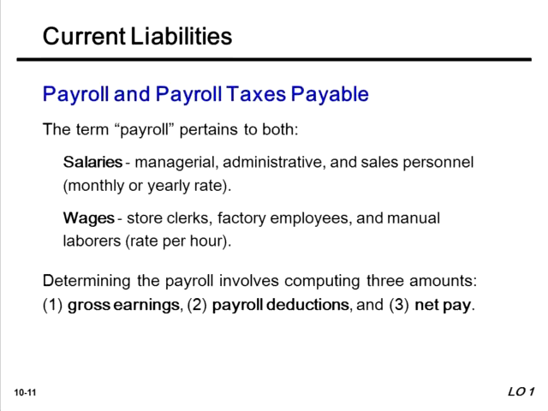All right, so the term payroll pertains to salaries, and salaries would mean that these people are not paid overtime. And wages, the people making wages, store clerks, factory employees, manual laborers, are paid on an hourly rate. We're going to look at three different items with respect to payroll: the gross earnings, the payroll deductions, and the net pay. And the next slide will give us an exhibit or a diagram of this.